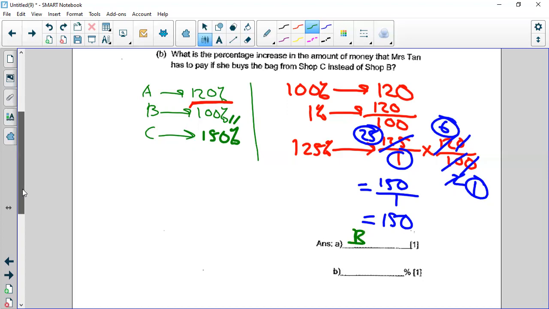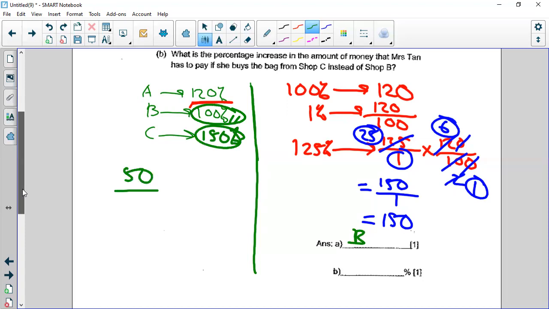Okay, then part B, you have a problem also, right? What's the problem? Because you don't know how to get the percentage increase. But what did Ms. Tong tell you? Percentage is always fraction, the best friend of fraction. So can we get fraction? You're comparing shop C and shop B, right? So what's the increase? You look at shop C and look at shop B, what's the increase? The increase is 50%.